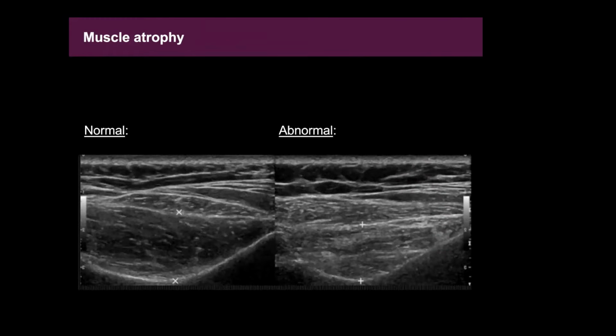We can also look at the degree of muscle atrophy because that's kind of like the last key of the puzzle that they want to know. You can see on the left-hand side of the image, a normal muscle appears hypoechoic, fills the supraspinatus fossa, while in abnormal cases, the muscles tend to appear more hyperechoic, they tend to appear more fibrillar, and the volume is decreased.